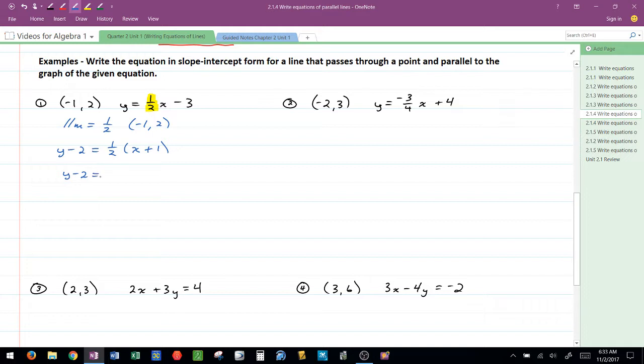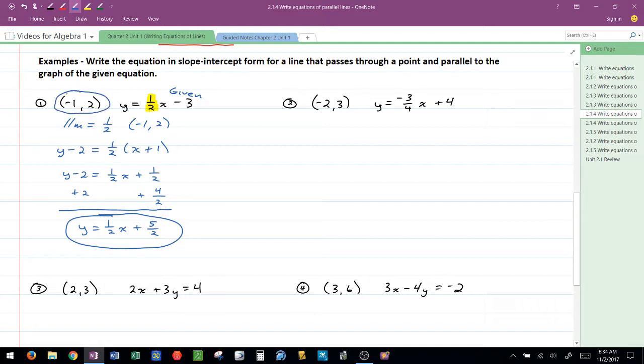y minus 2 equals 1/2 x plus 1/2. Add 2, but I'm going to add so that I have a common denominator here. 2 is really 4/2. So this leaves me with the equation y equals 1/2 x plus 5/2. That's the equation of a line that is parallel to the given line. Remember, this is my given line. So it's parallel to the given line, and it passes through this point. Okay? Let's try another one.